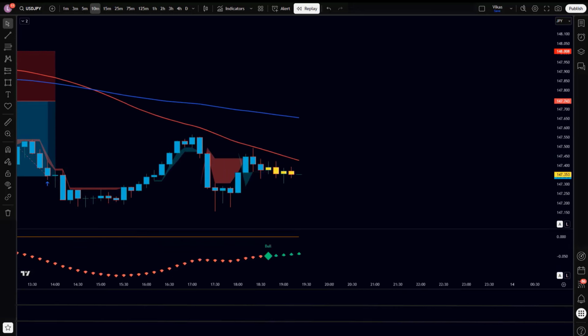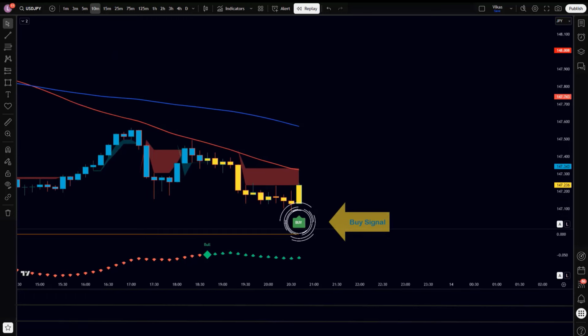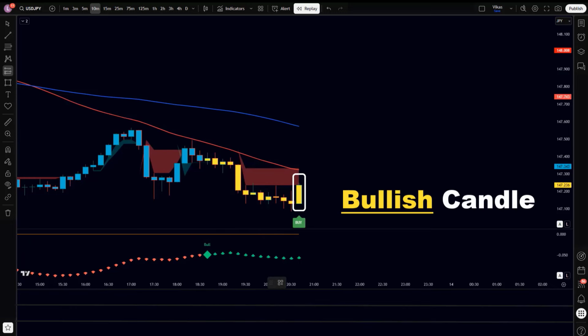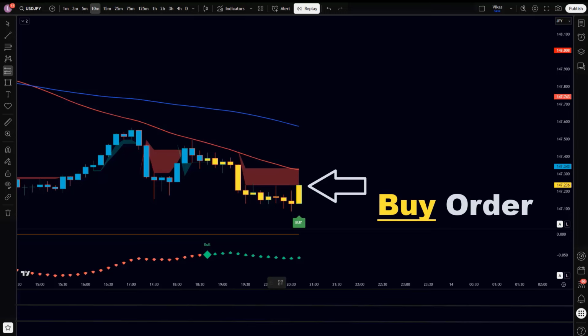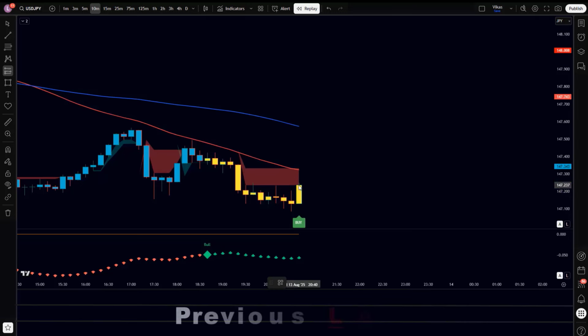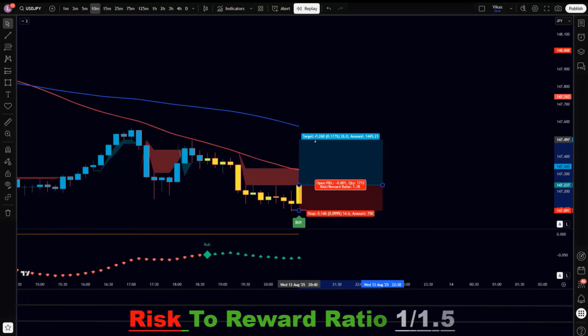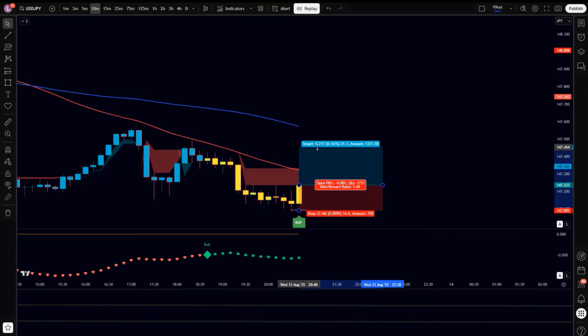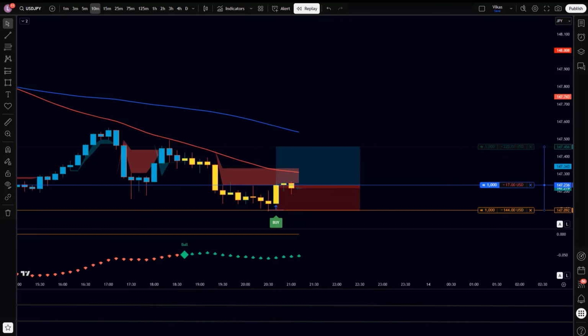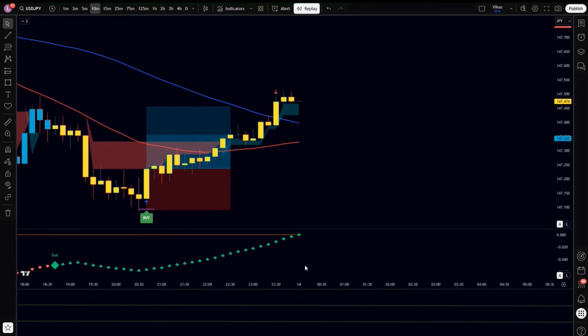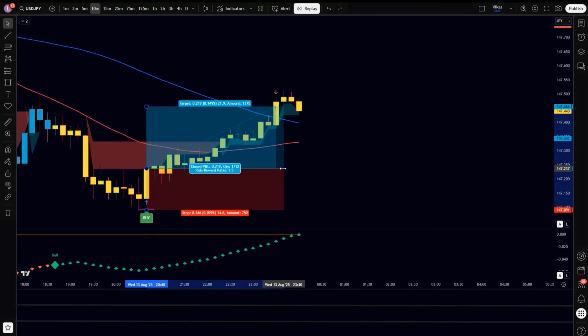Let us now understand the long position. When the THF Ultimate AIO Trend Pro indicator gives us a buy signal, when the Easy Entry Exit Trend indicator shows a bull uptrend signal, and when the market forms a bullish candle, if this condition is fulfilled, then we will place a buy order. Our stop loss is to be placed at the previous low of the market. And the risk to reward ratio will be 1:1.5. The market has completely hit the target. I hope you must have understood this trading strategy.